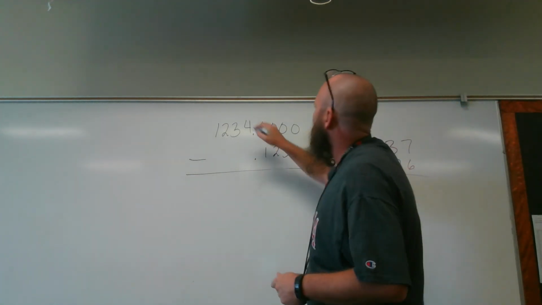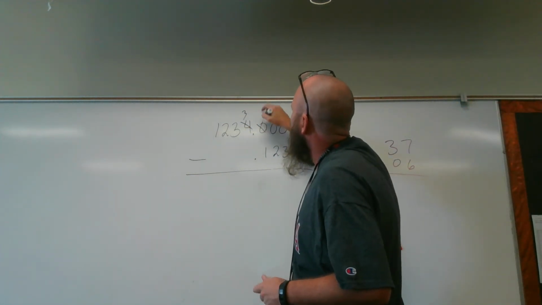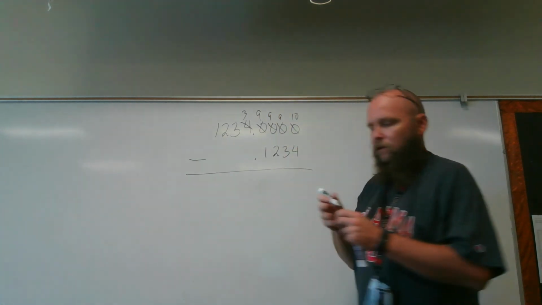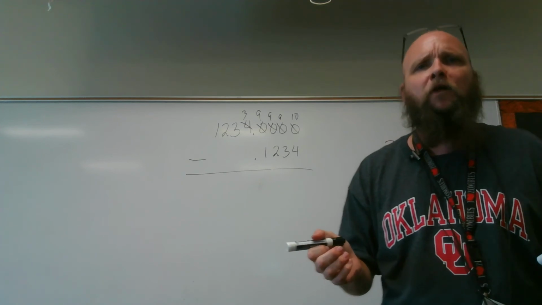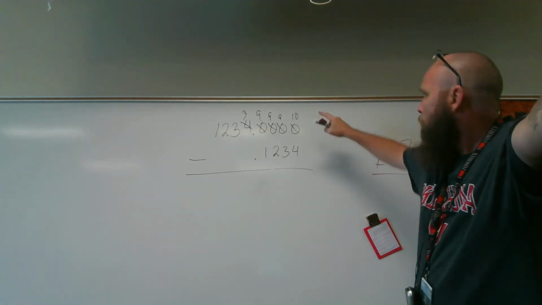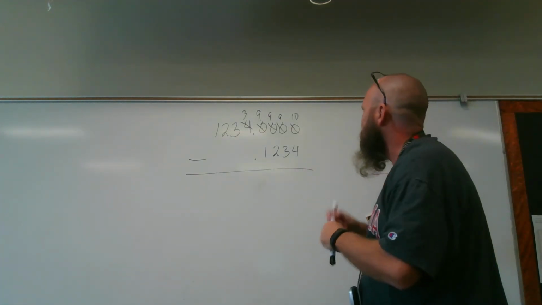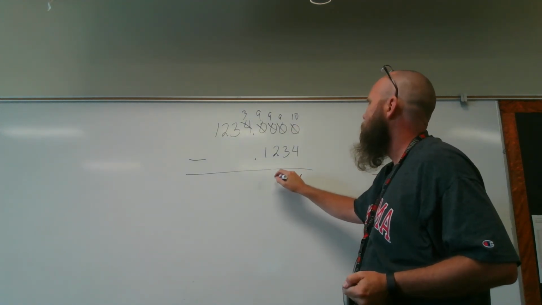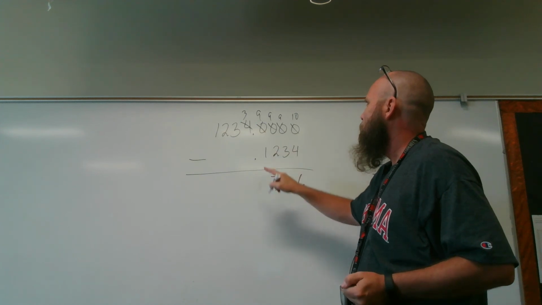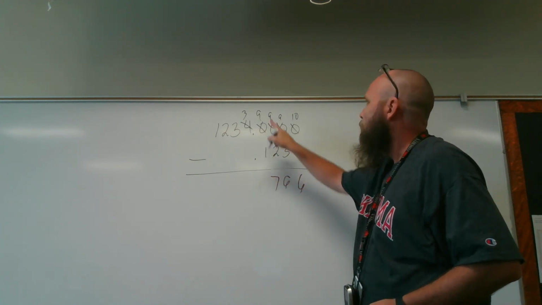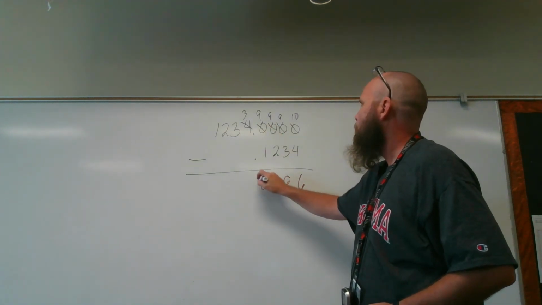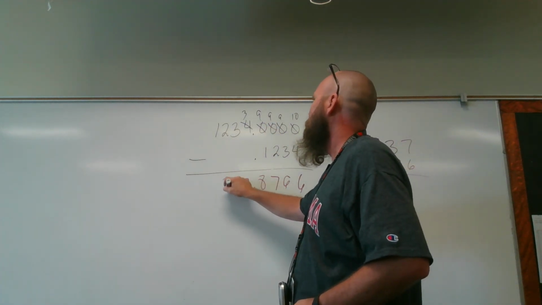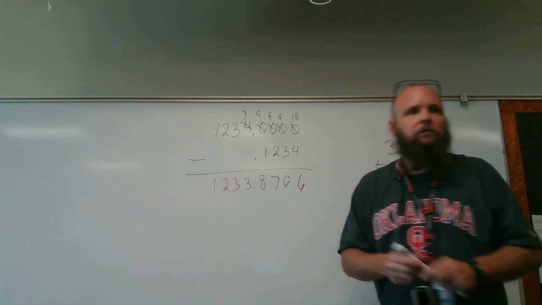And of course we have to borrow, so I take from the 1s, 3, 9, 9, 9, 10. 10 minus 4. 6. 9 minus 3. 6. 9 minus 2. 7. 9 minus 1. 8. 3 minus nothing. 3. 3, 2, 1. So am I near my estimate? Yes, I am.